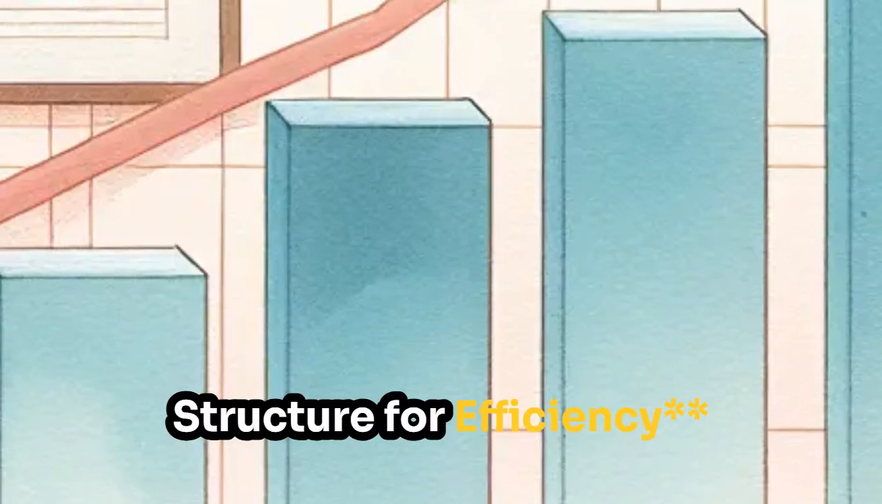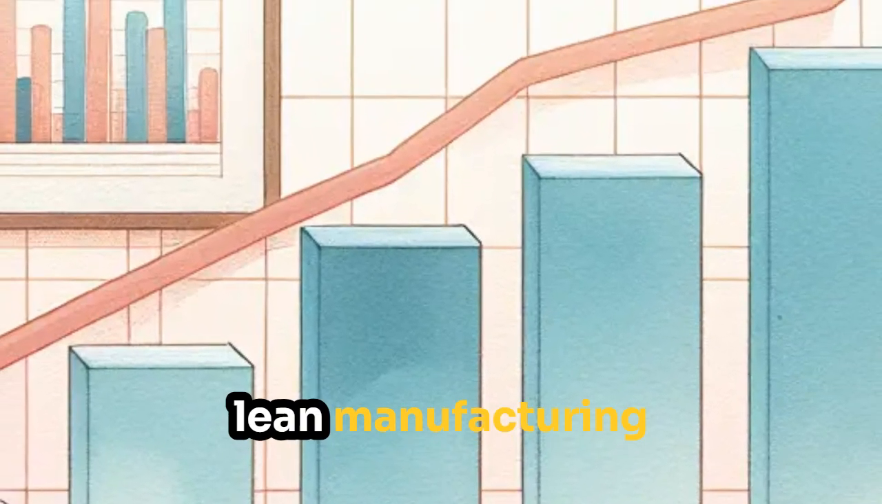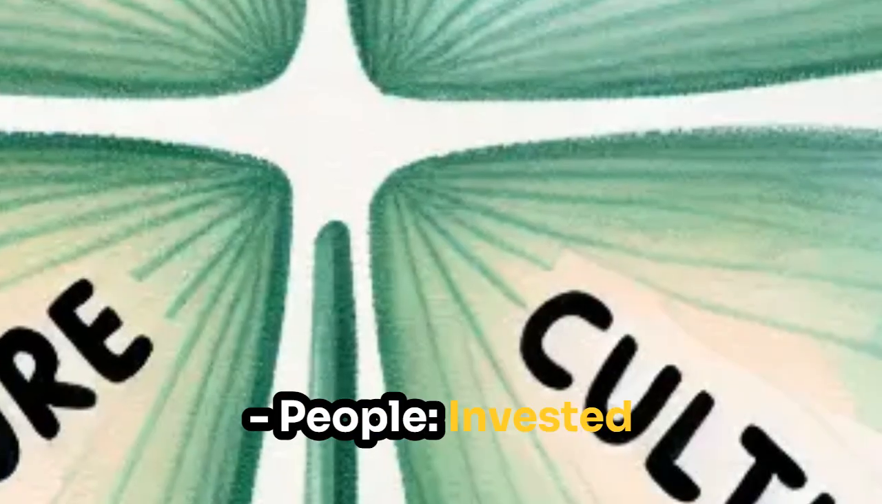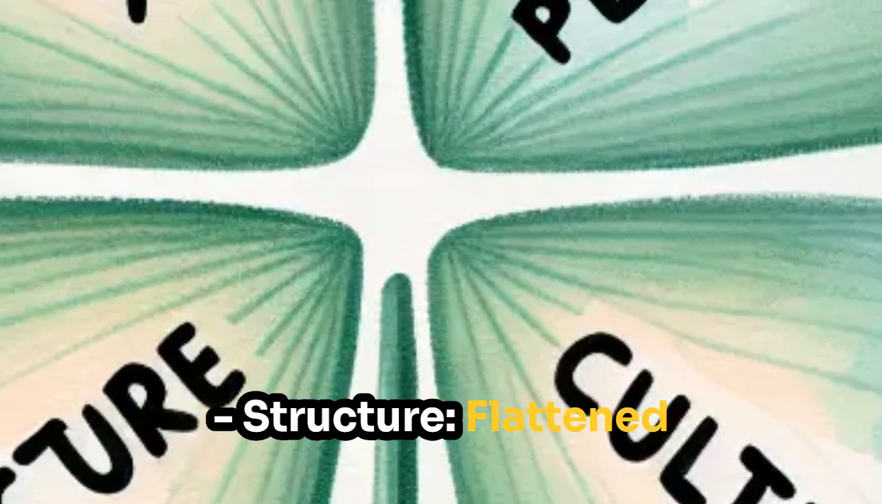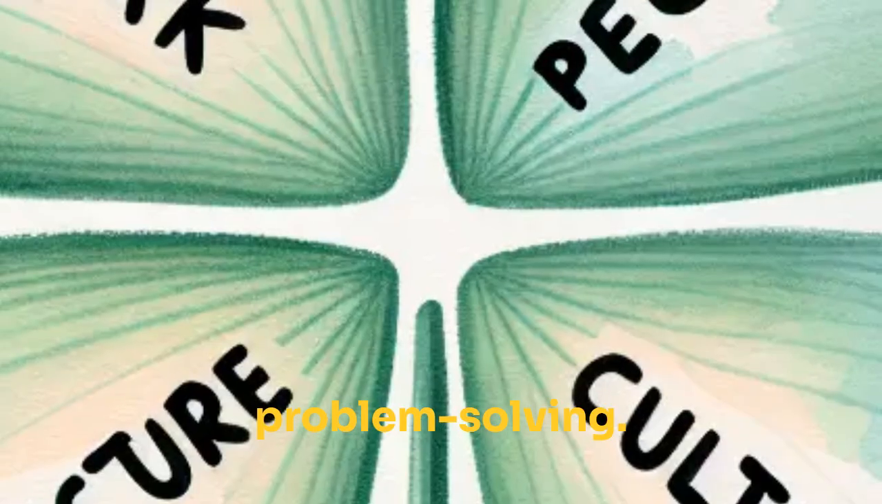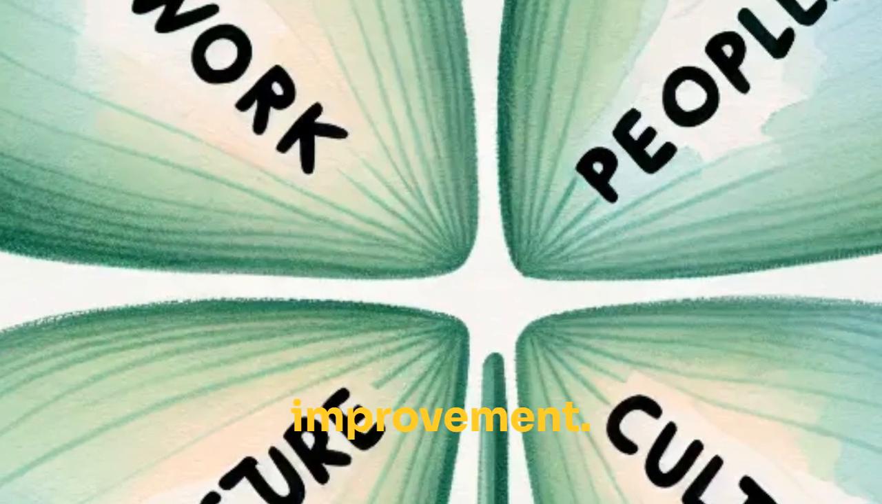Streamlining structure for efficiency. Work: implemented lean manufacturing techniques. People: invested in continuous employee training. Structure: flattened hierarchy to encourage problem solving. Culture: fostered a culture of continuous improvement.